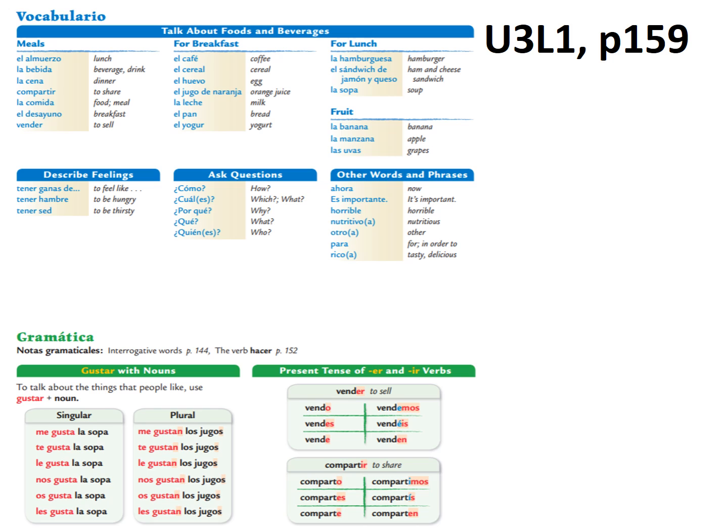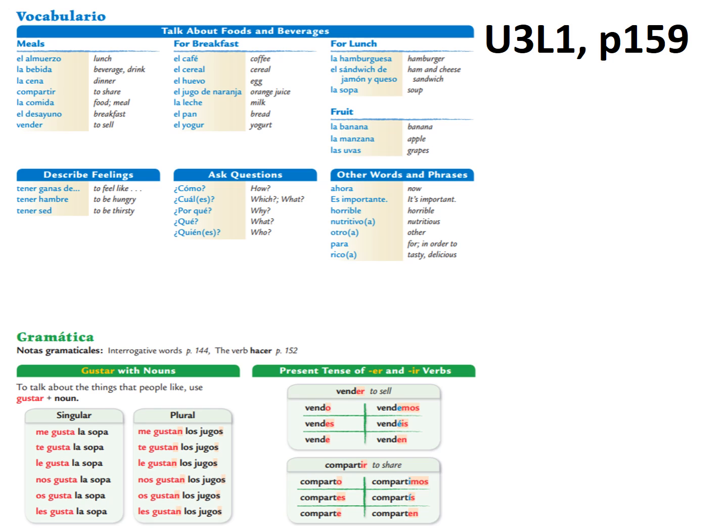Other words and phrases. Ahora, now. Es importante, it's important. Horrible, horrible. Nutritivo is masculine for nutritious. Nutritiva is feminine for nutritious. Otro is masculine for other. Otra is feminine for other. Para means for or in order to. Rico, tasty or delicious, and is masculine. Rica is feminine, means tasty or delicious.